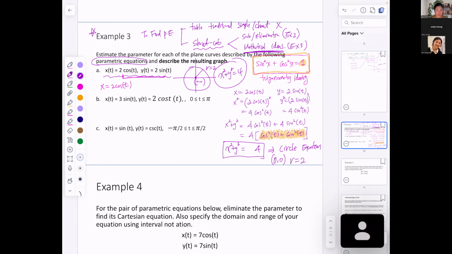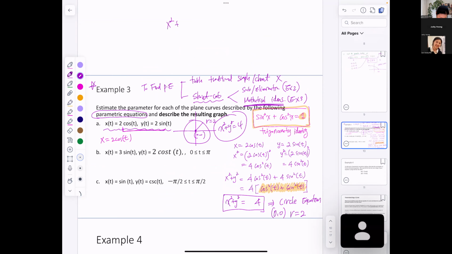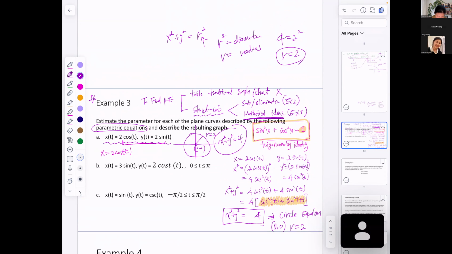Gotcha. So yes, 4 would be the diameter? Yeah, because circle function means x squared plus y squared equals r squared. R is the radius. R squared is not the diameter. R itself is the radius. So we have a 4, that's 2 squared, so radius equal to 2. So in this case, the circle equation can be transformed. More specifically, (a, b) is the center. R is the radius. Are you okay?